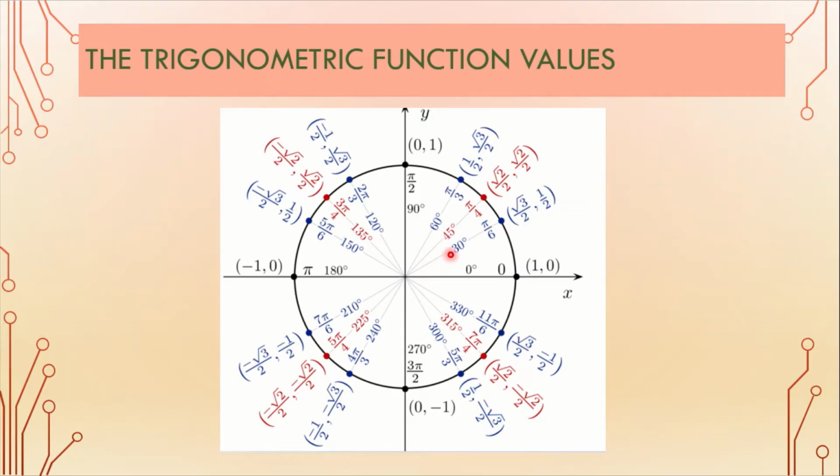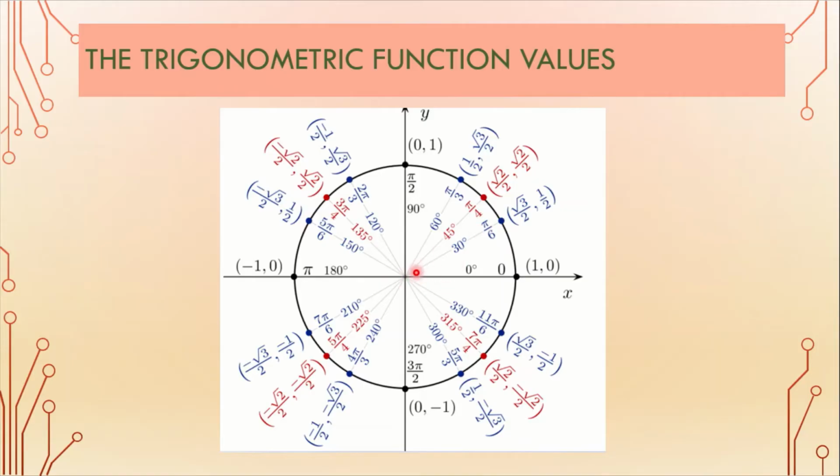And there are only several numbers that you need to memorize in order for you to look or to solve the trigonometric function values of the different special angles in a unit circle. We are considering here a unit circle because the radius here is 1. The radius of the circle is 1.